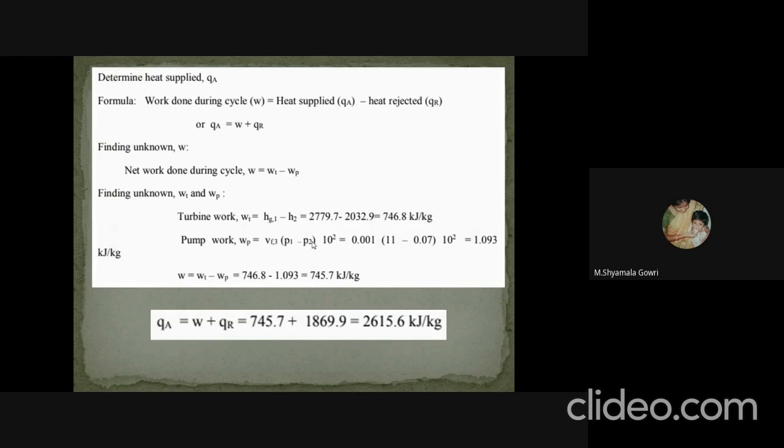Work done during the cycle is equal to heat supplied minus heat rejected. So heat supplied is work done plus heat rejected. The net work done during the cycle is WT minus WP, where WT is turbine work and WP is pumping work. By calculating turbine work and pump work, we can calculate W, and by adding W plus heat rejected, we will get heat supplied.